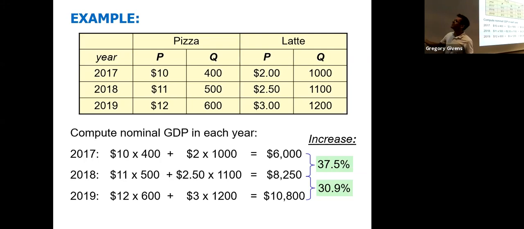We're producing 100 additional pizzas per year as we go from 2017 to 2019, and 100 additional lattes over that same period per year. So part of this growth in nominal GDP reflects that growth in quantities. But the other part of it reflects the fact that the prices of these goods have gone up. Pizza prices have gone up by $1 per year. Latte prices have gone up by 50 cents per year, right?